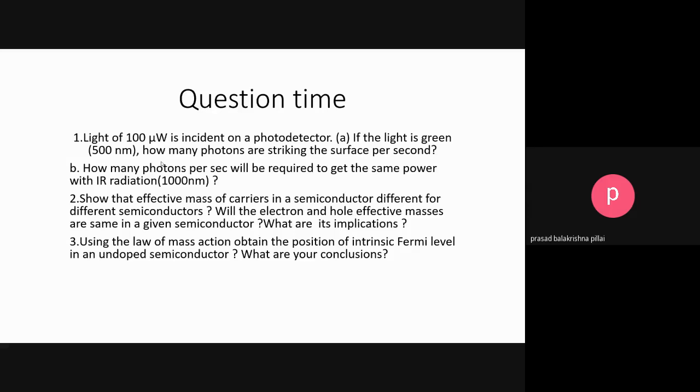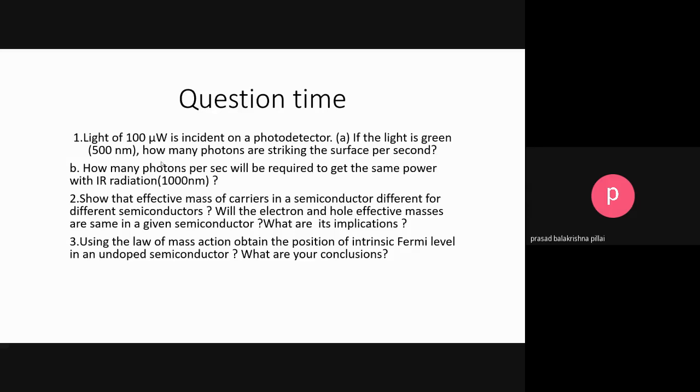Now what I am doing is simply changing the wavelength. So again the energy can be found out, and then, in order to keep the power the same, how many more photons you have to add. Again you can use the same formula and find out the number of photons. Okay, so this you will do.